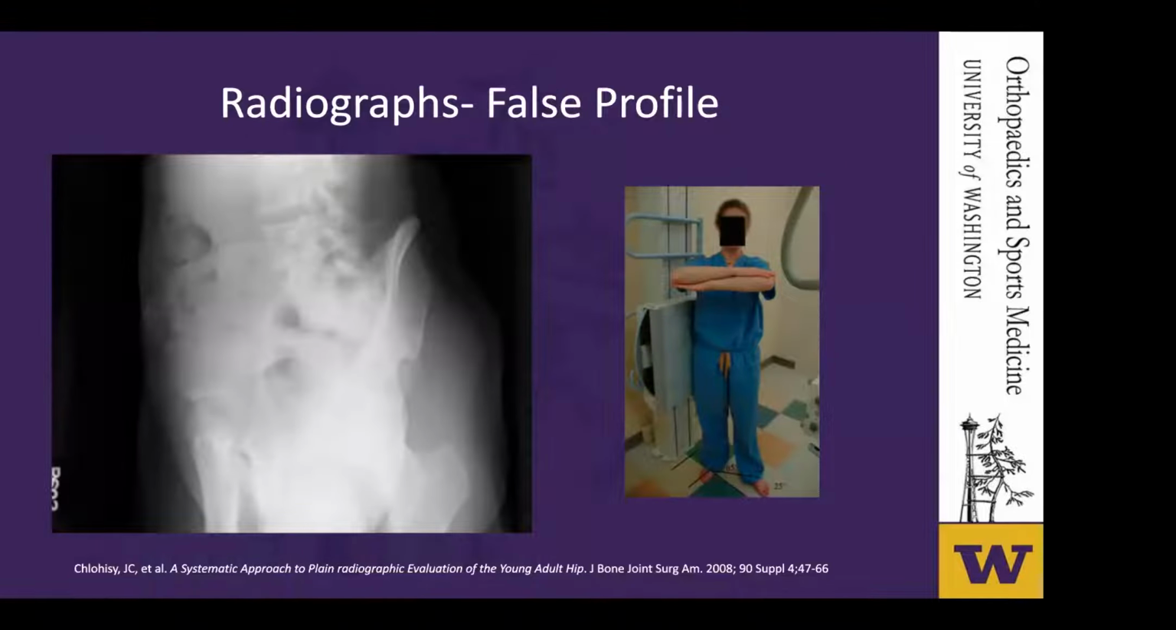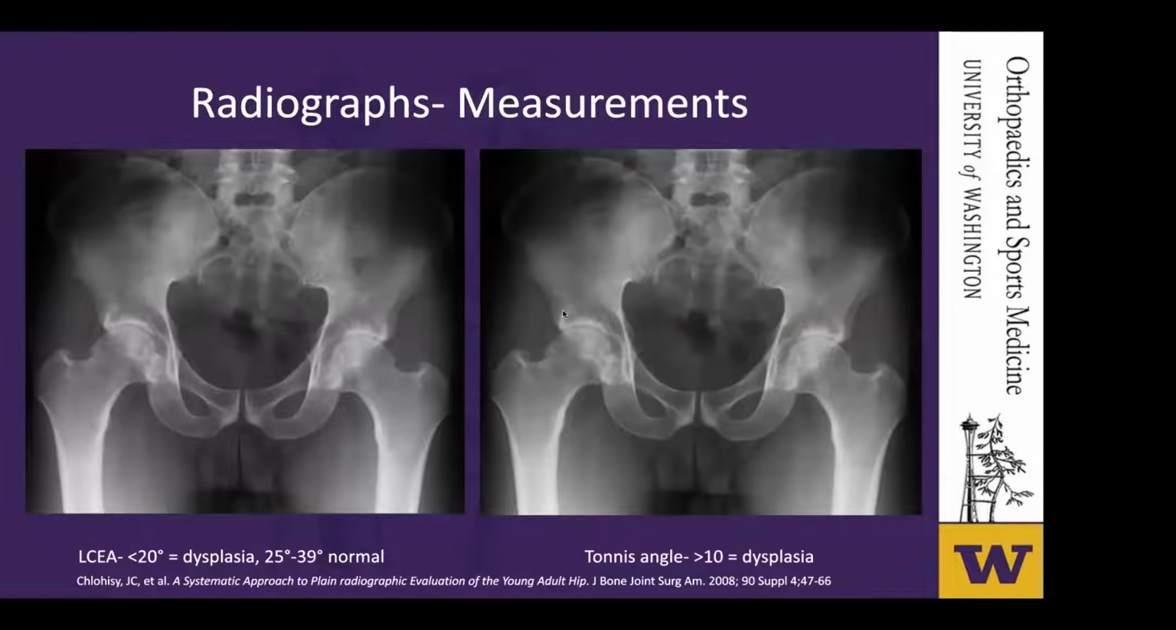The false profile view allows us to further assess acetabular morphology. The foot of the affected hip is placed parallel to the cassette with the pelvis rotated 65 degrees. Two of the most prognostic radiographic measurements are the lateral center edge angle and the Tönnis angle, or acetabular index.